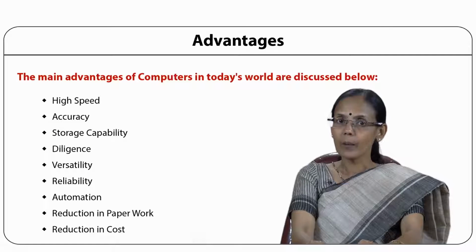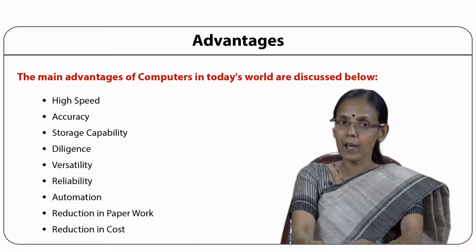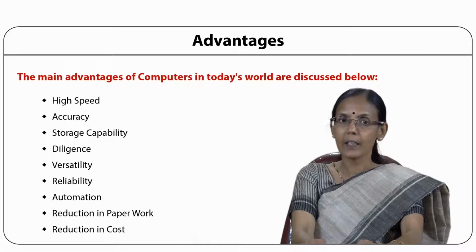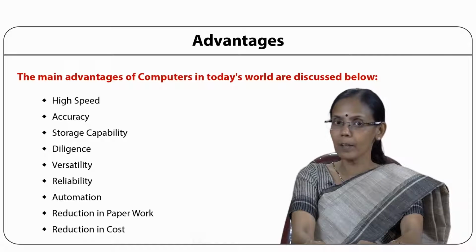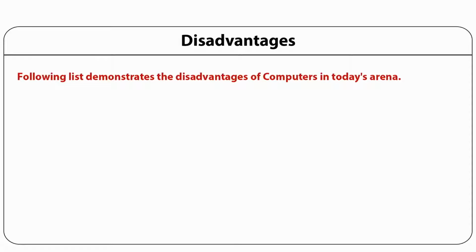The main advantages of computers in today's world are high speed, accuracy, storage capability, diligence, versatility, reliability, automation, reduction in paperwork and reduction in cost. The following list demonstrates the disadvantages of computers also.